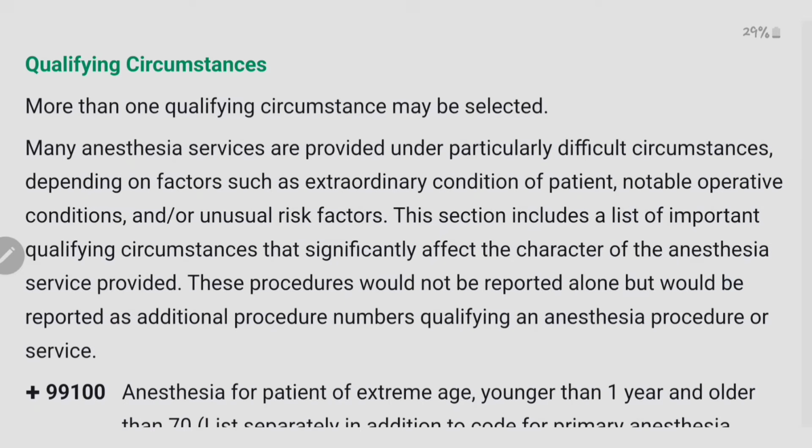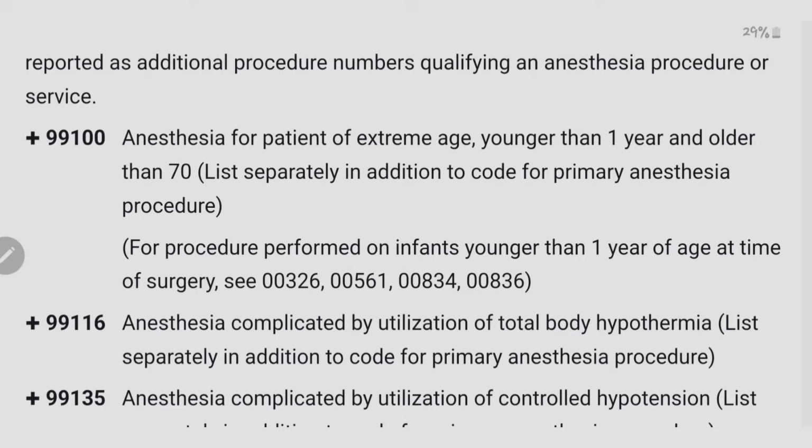Next, we have qualifying circumstances. More than one qualifying circumstance may be selected. These are the add-on codes which have to be used only with anesthesia service. Add-on code 99100 is for anesthesia for a patient of extreme age, that is younger than 1 year and older than 70. This code you have to list separately in addition to the code for the primary anesthesia procedure.